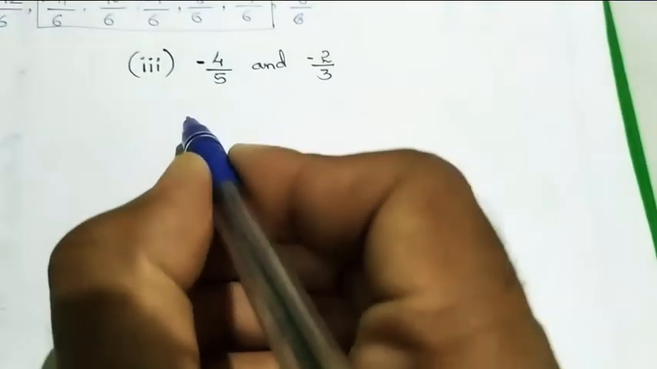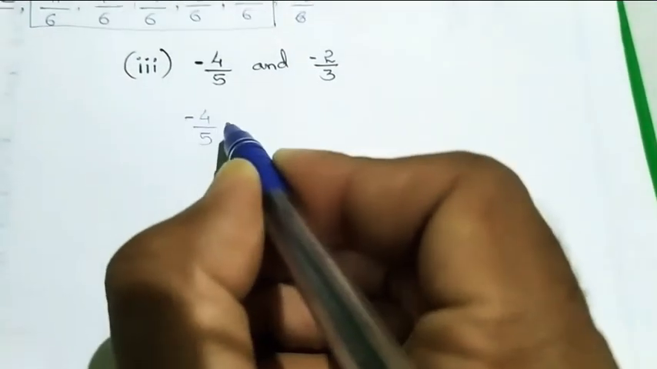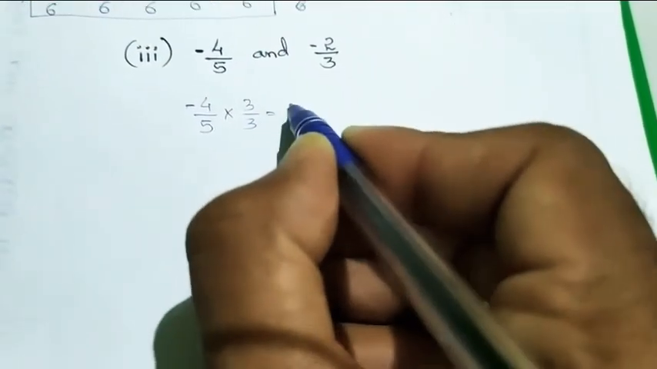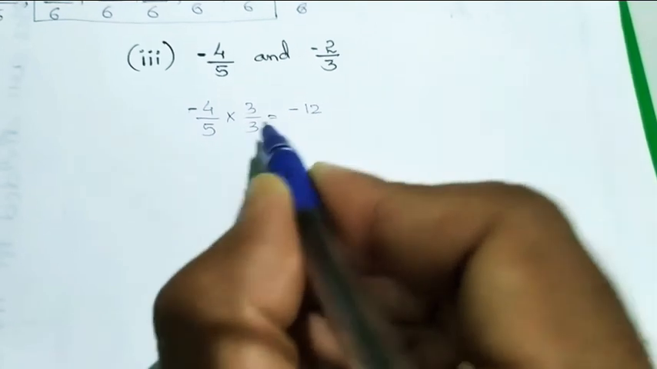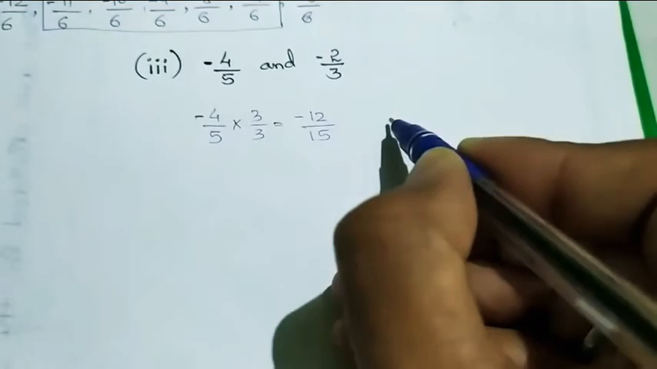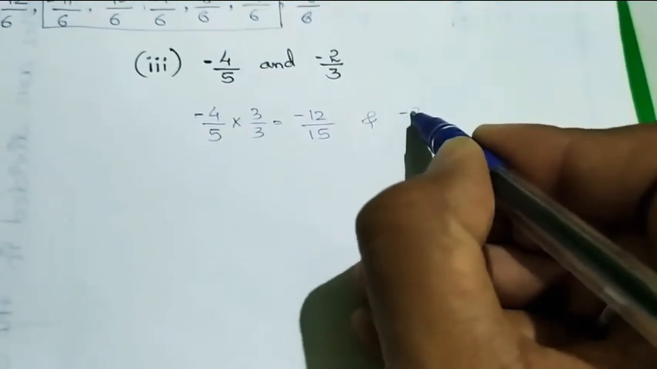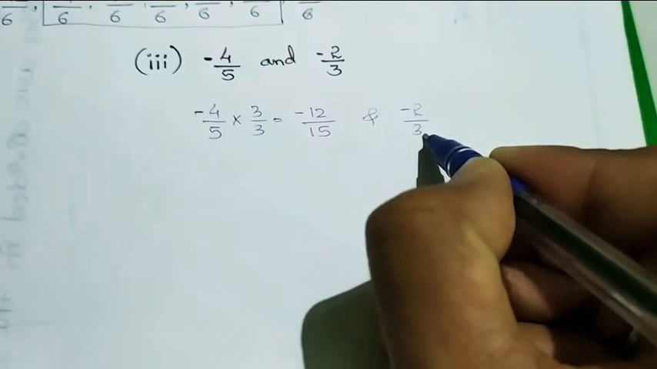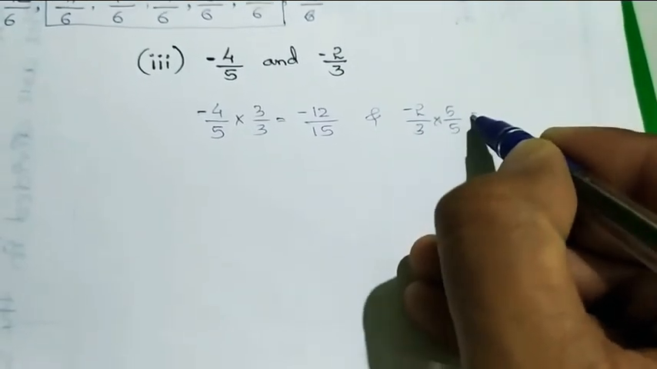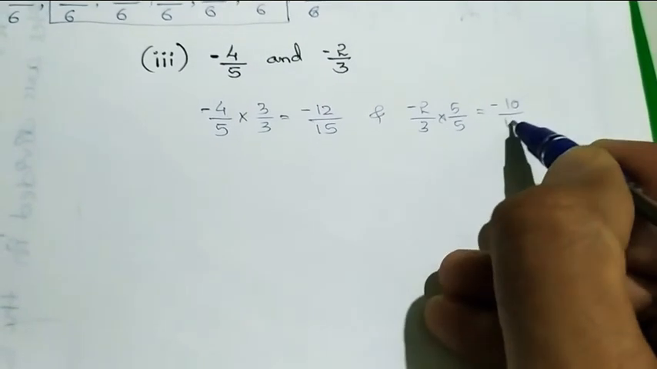Then minus 4 by 5 I will multiply with 3 by 3. So here we will get minus 12, 4 threes are 12, divided by 5 threes are 15. And minus 2 by 3 is there. So to make the denominator 15, we have to multiply this with 5 by 5. Here we will get minus 10 by 15.